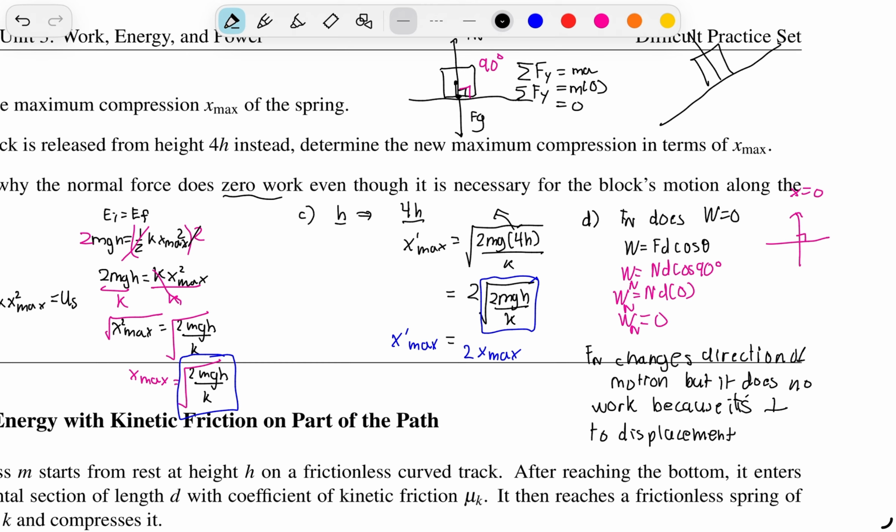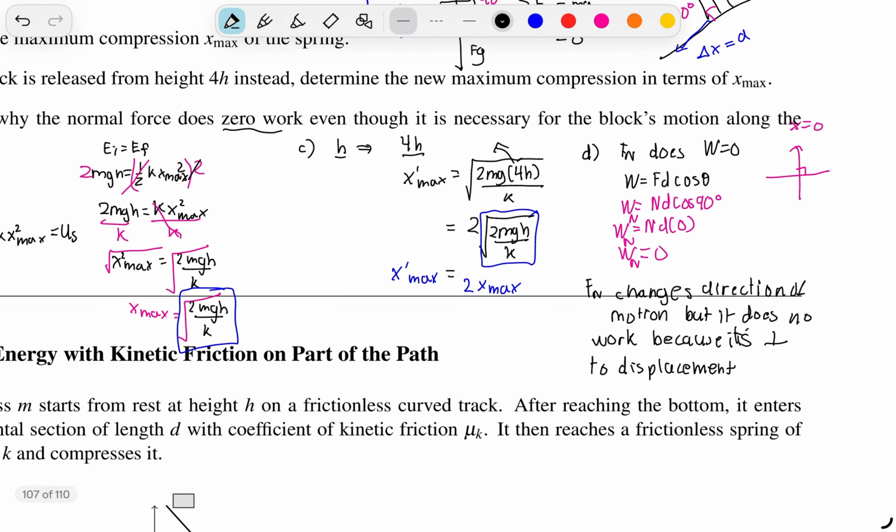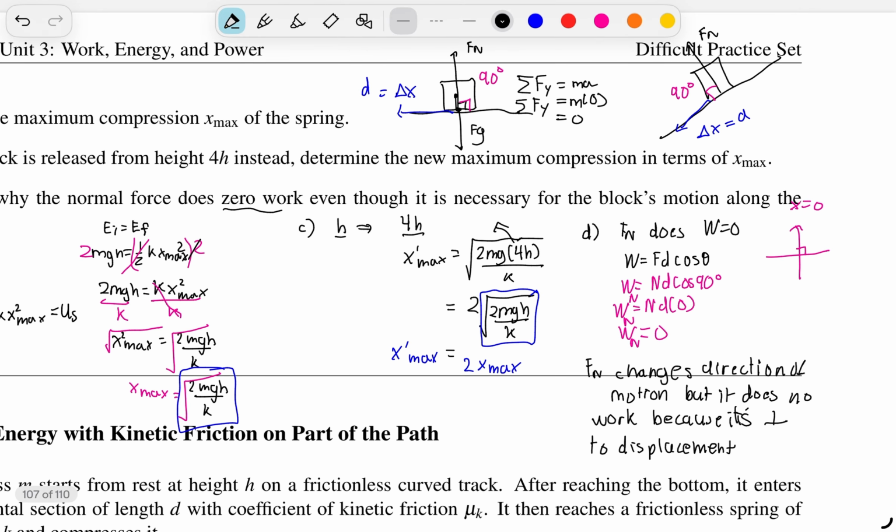block here, you have your normal force here. Your displacement is going to be in this direction. So that angle between the two vectors is 90 degrees. Same here, you have your delta x, your displacement, you're going on the track, you're moving. As you get displaced, that angle is 90 degrees, so it does no work. Because when you do work on something, you have to exert a force that is in the same direction as your displacement. It has to be in the same direction as where you end up actually moving.